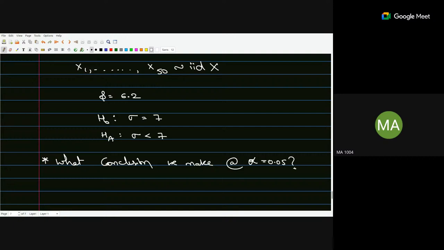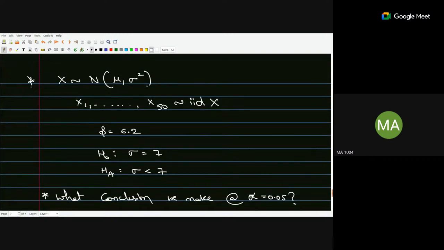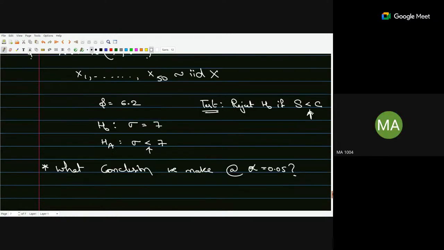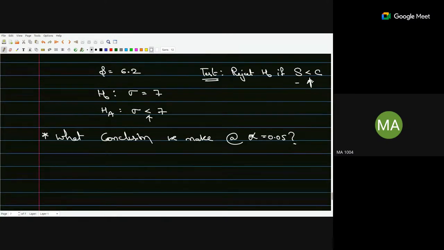Okay. So what else do we have to write? We have to write the test statistic and the test. So the test is, we are going to reject H naught if S is less than C. If you are confused about how to write down the test, whatever the sign the alternative has, you maintain the same sign for your test. Okay, that's what my test is.